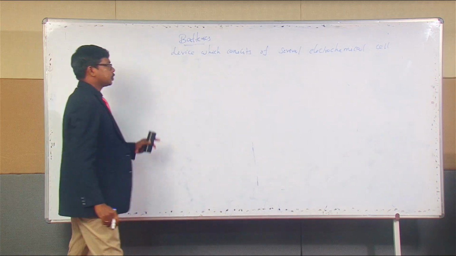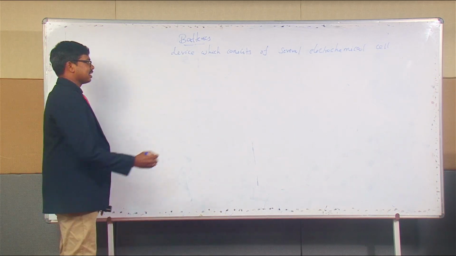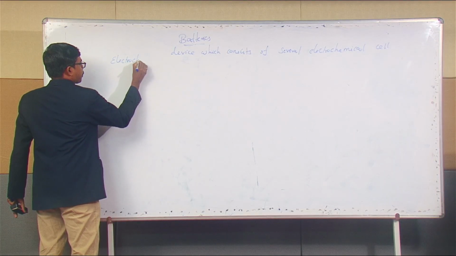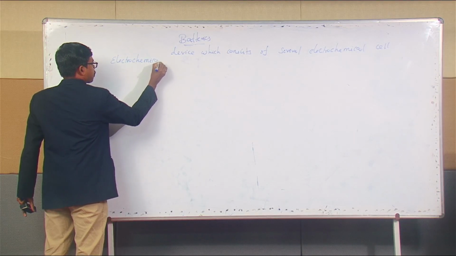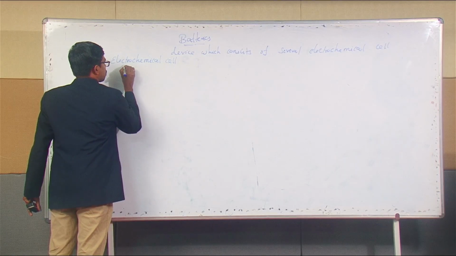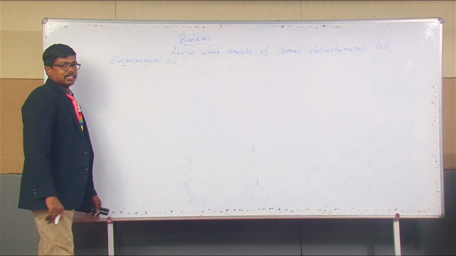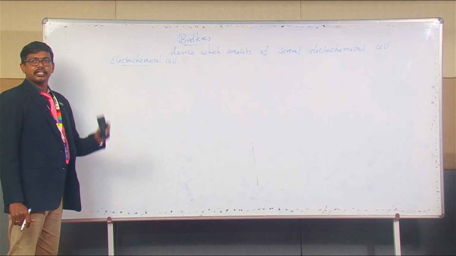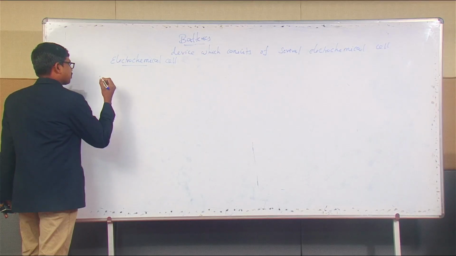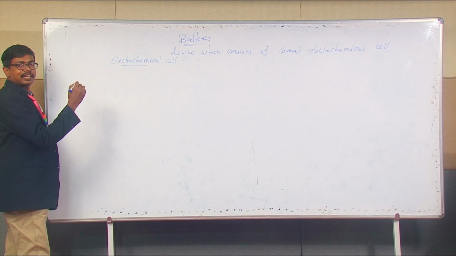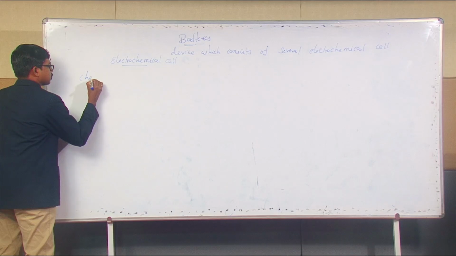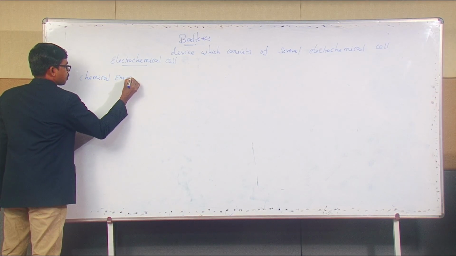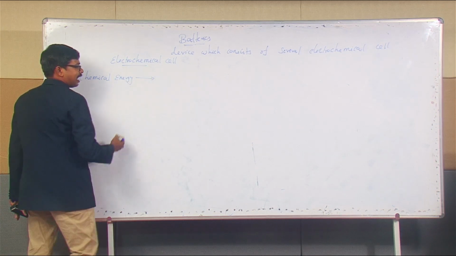Before that, you should know what an electrochemical cell is. An electrochemical cell is a device which can convert chemical energy into electrical energy. It is the process of conversion of chemical energy into electrical energy.